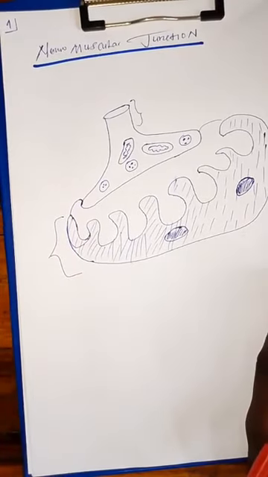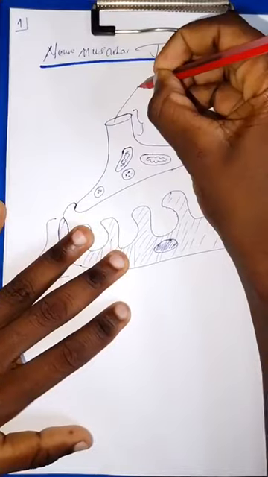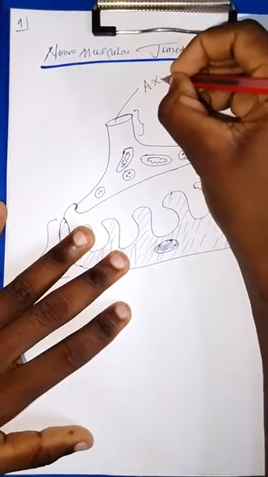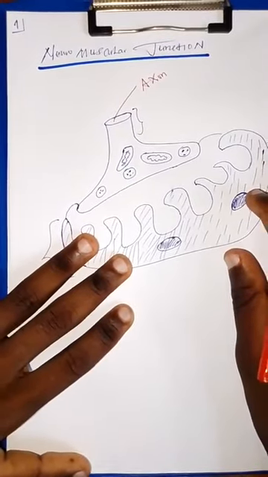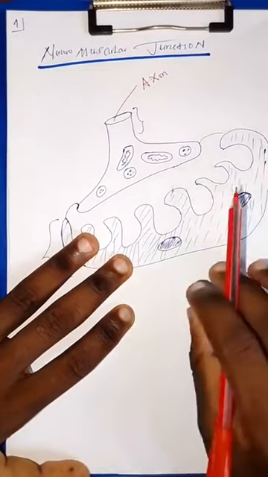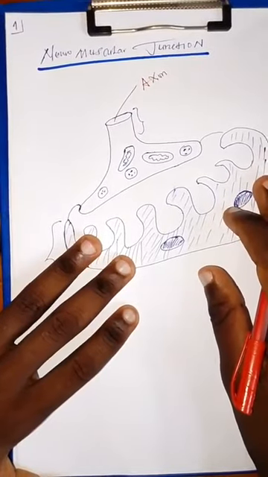Now, the terminal branch of the nerve fiber is what we are calling the axon. So this is the axon here. The axon is the terminal branch of the nerve fiber. The terminal part of the nerve fiber is what we are calling the axon.